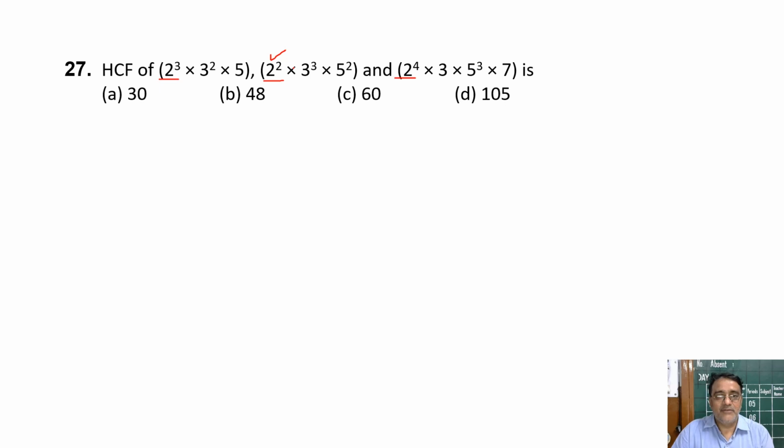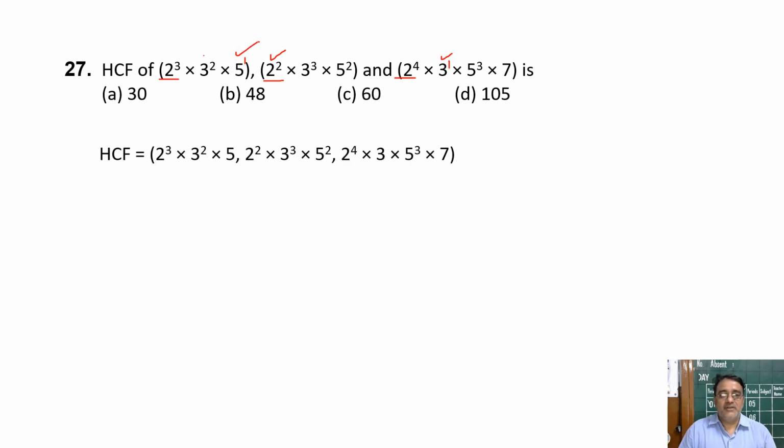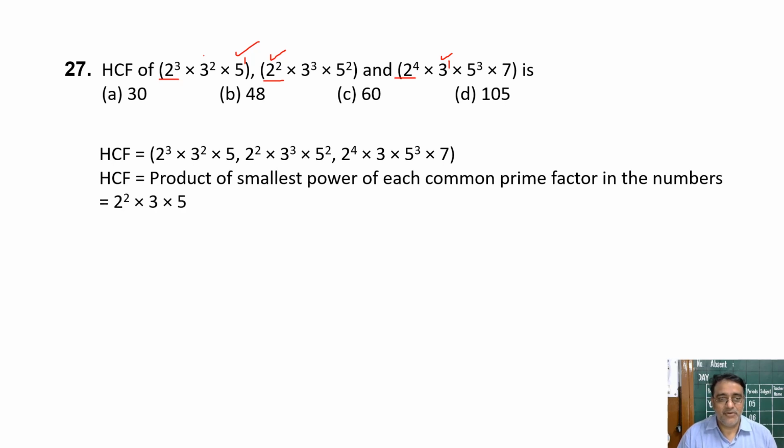2. 2. And what is the smallest power of 3? 1. 1 here, right. And what is the smallest power of 5? 1. That is also 1 here. Okay, so the HCF of these 3 numbers is 2 to the power 2 into 3 to the power 1 into 5 to the power 1, right? So what is the final answer? 15 into 4, 60. 60, right. So which option is the correct one? Option C, right.